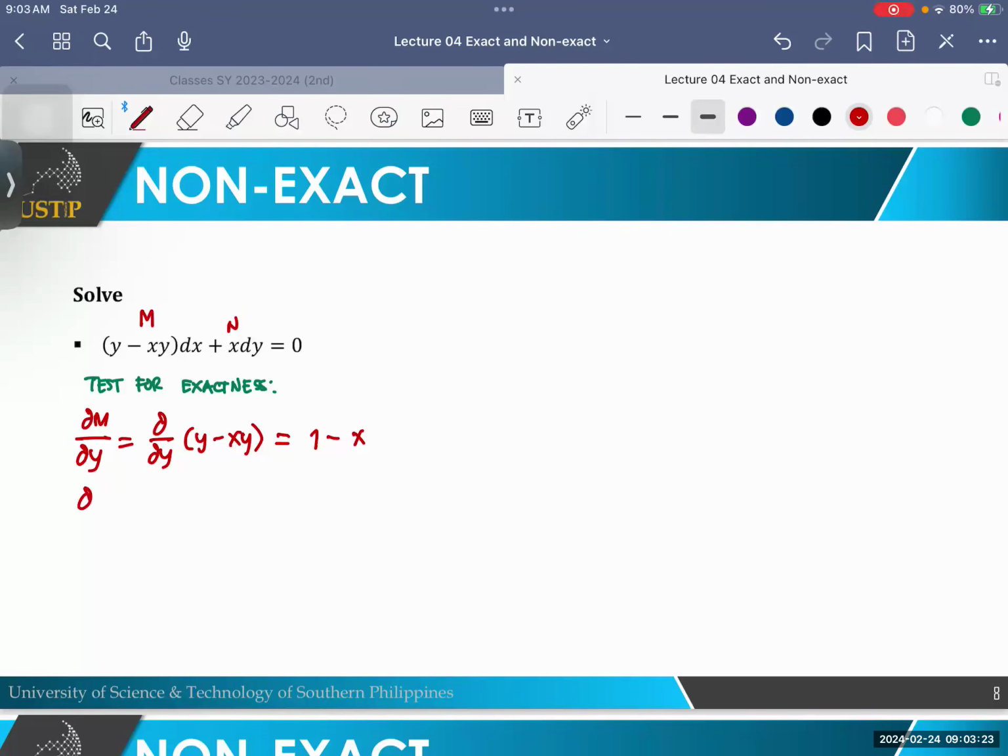So, the partial derivative of N with respect to x, class, N is x. Differentiating x, that will become 1. So, they are not equal. That means it is not exact, a non-exact differential equation. If it is not exact, what are we going to do, class?